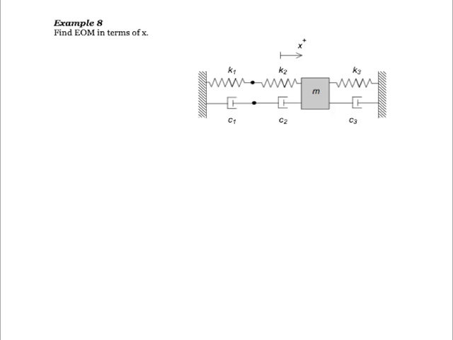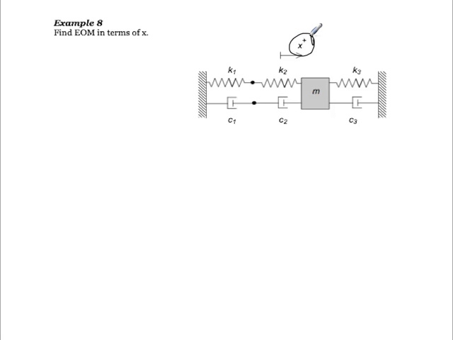What we have here is a spring mass dashpot system, one mass with 3 springs and 3 dashpots. We have springs K1 and K2 on the left side in series, dashpots C1 and C2 in series there on the left side. On the right side we have K3 and C3 for the spring and dashpot. What we want to do is come up with the equation of motion for the system in terms of x, where x is measured positively to the right.